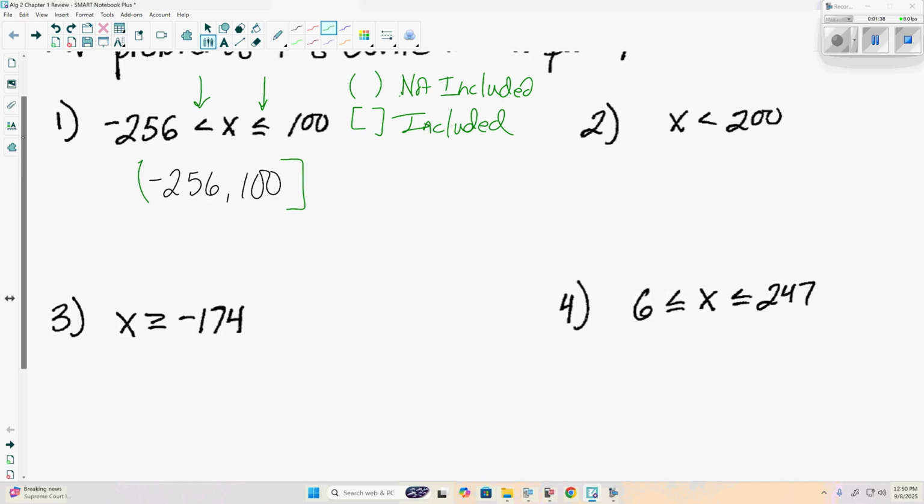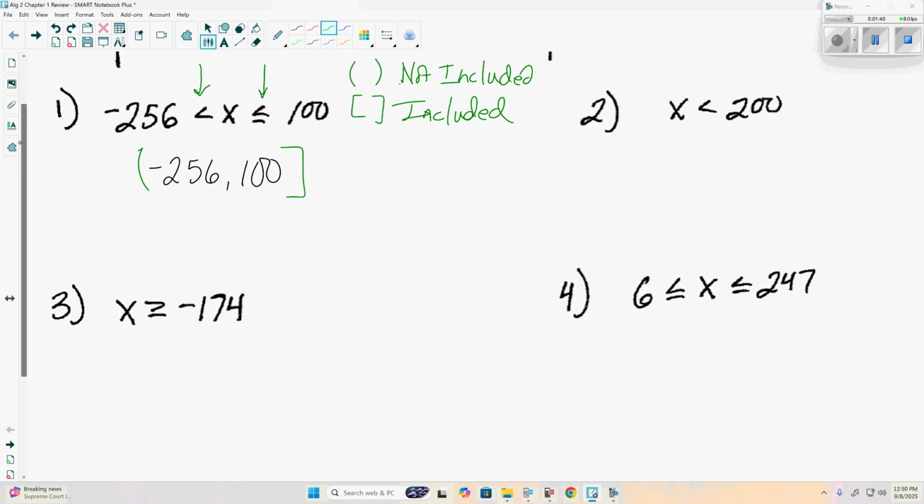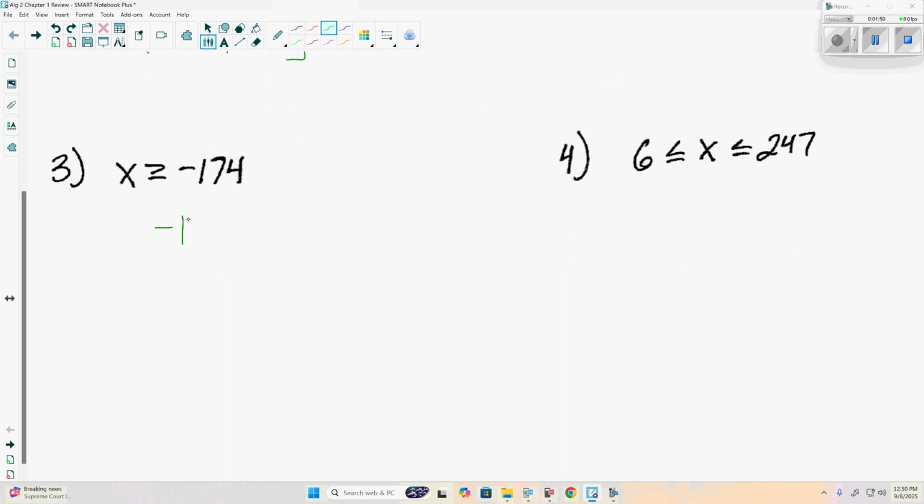We can look at number 3. Now, number 3 is unbounded because we only have one endpoint. It means we're either going to infinity or negative infinity, one of the 2 directions. And that's going to depend on whether x is bigger or smaller than negative 174. Well, here x is greater than negative 174. So since it's bigger, we're going to infinity.